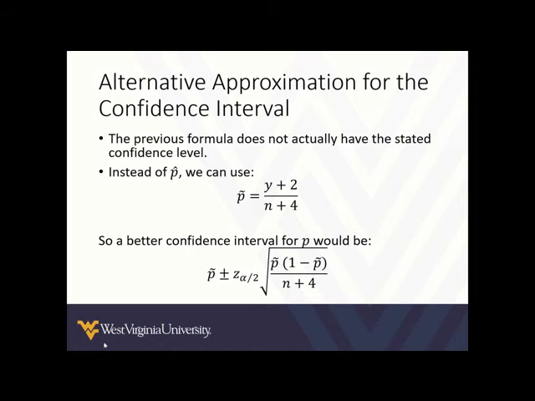So what a better confidence interval for our population proportion P would be P tilde plus or minus Z alpha over 2, all multiplied by the square root of P tilde times the quantity of 1 minus P tilde, quantity all over n plus 4.